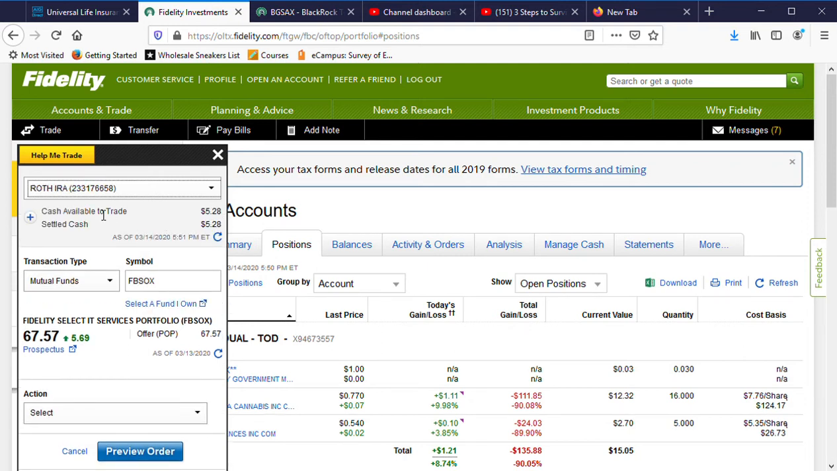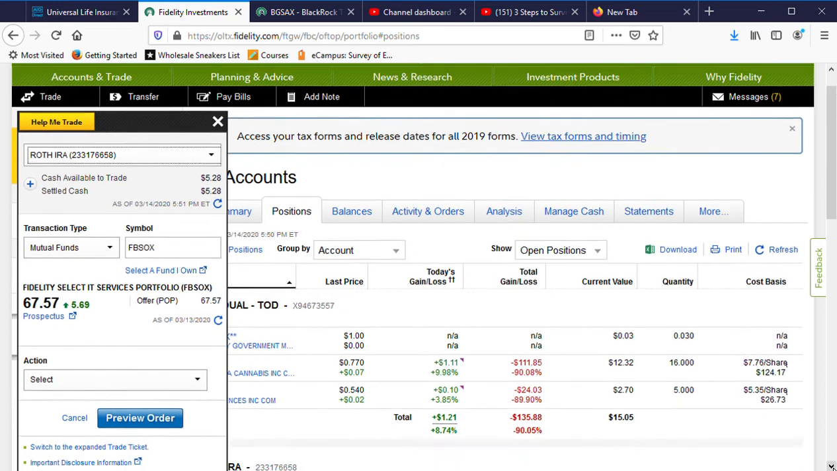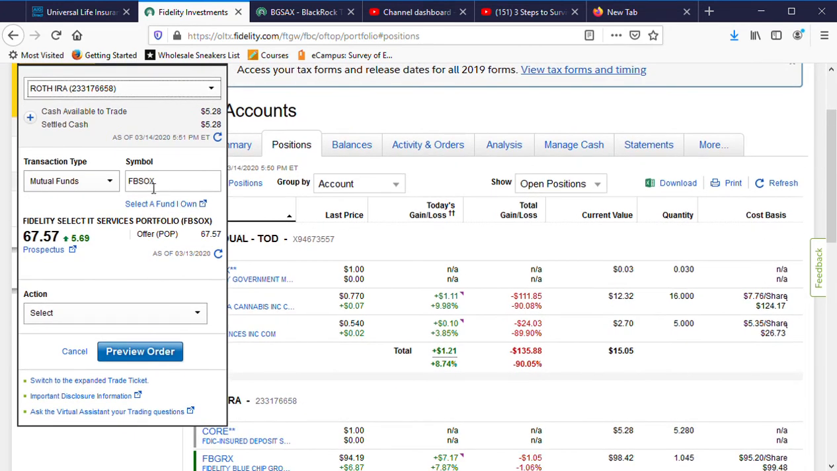And then it tells you how much you have available to trade, how much cash you have settled, which is available to you. So I have $5.28 to trade with this stock if I choose to. And then this is your ticker symbol. This is the symbol that you key in. And it is a mutual fund. I'm sorry, it is a mutual fund. And this is your ticker symbol. And this tells you the prospectus.